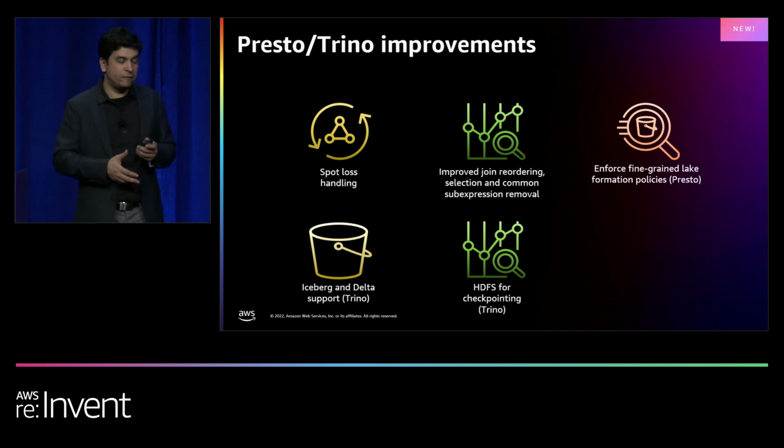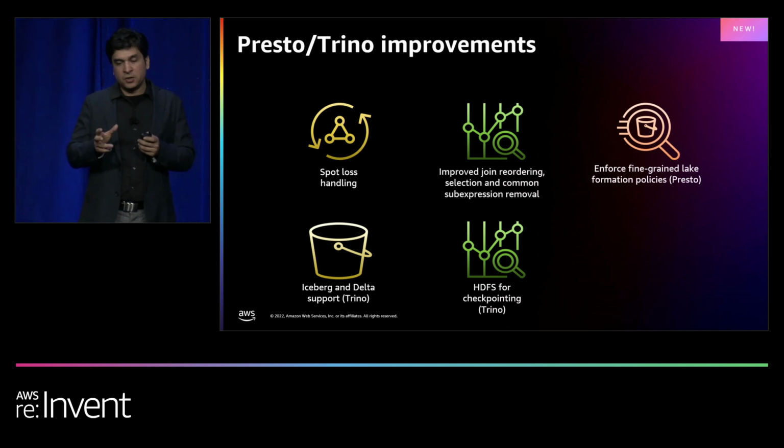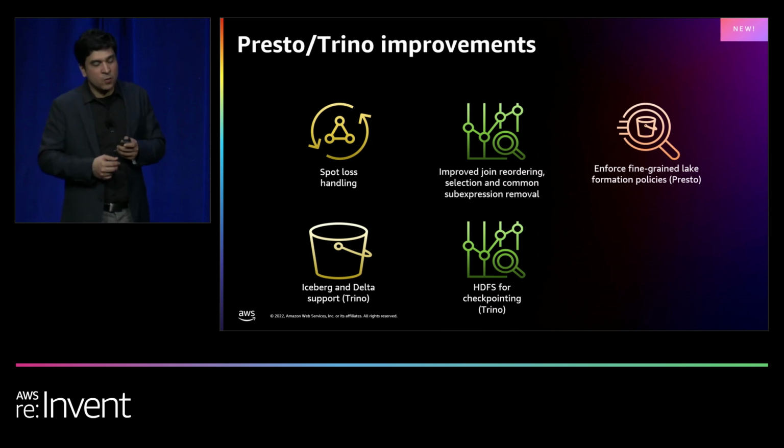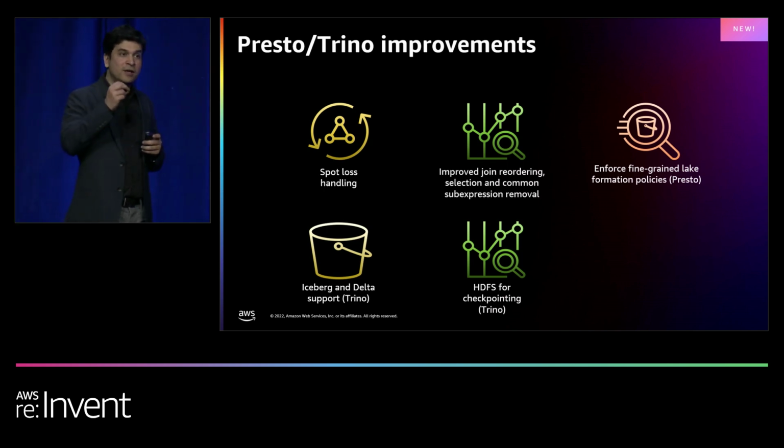So what we have done is look into the logic of spot loss handling. EMR gives us a 2-minute warning before it takes away a spot instance. We now look at that 2-minute warning and at the query progression and see, will this query complete in 2 minutes? If it will, we allow it to go ahead. If not, we fail the query fast and then resubmit the query on healthier nodes, which makes sure that the queries don't fail. So when spot loss happens because of a spot interruption, the maximum impact will be that a query takes a little longer.